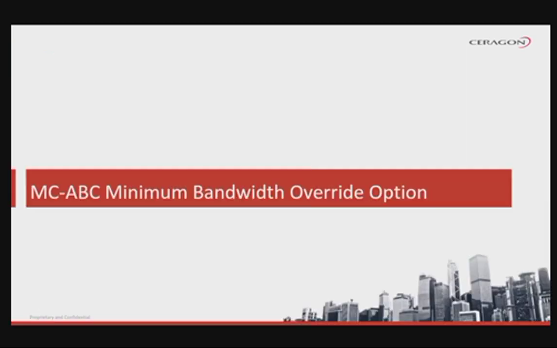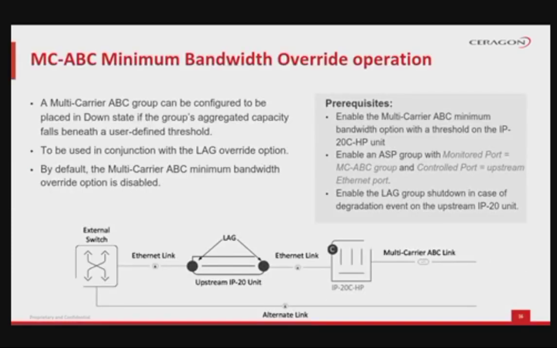Let's have a look now to a feature associated to MC-ABC setup, minimum bandwidth override. A multi-carrier ABC group can be configured to be placed in down state if the group's aggregated capacity falls beneath a user-defined threshold. This feature shall be used in conjunction with the LAG override option. By default, the multi-carrier ABC minimum bandwidth override option is disabled.